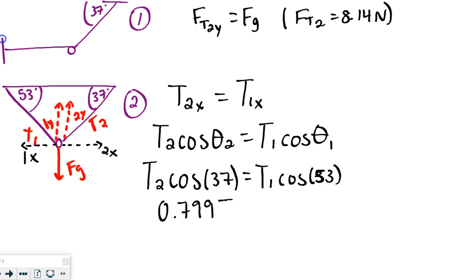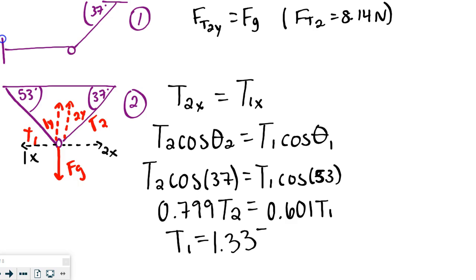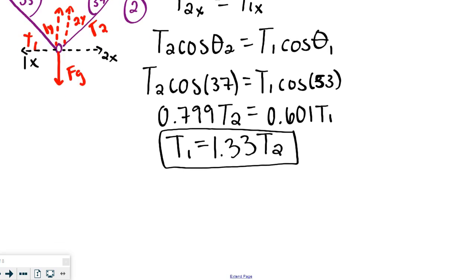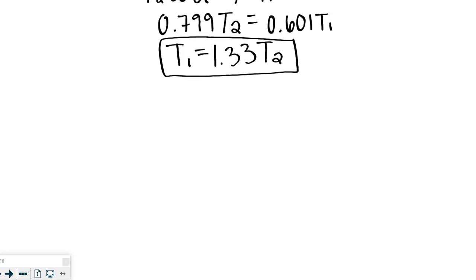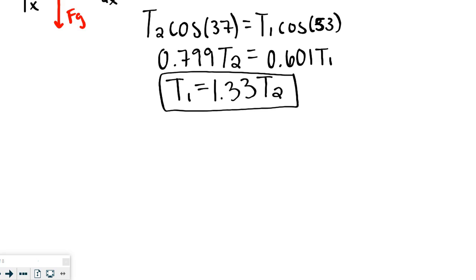So cosine of 53 is going to give us a value of 0.601. The cosine of 37 is going to give us a value of 0.799. So if T1 cosine theta equals T2 cosine theta, that means that T1 by itself is equal to T2 cosine theta divided by the cosine of T1's angle, which is 1.33. So that means that T1 is equal to 1.33 T2.